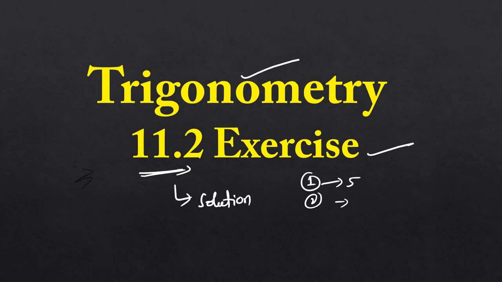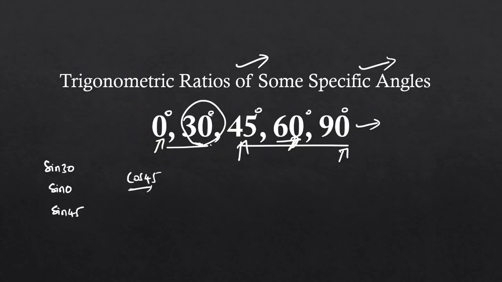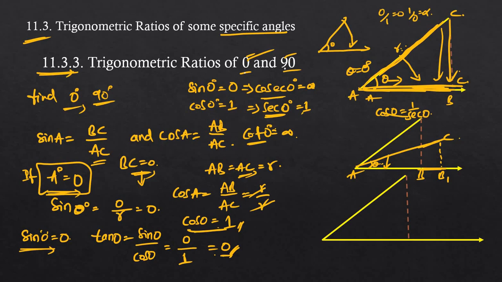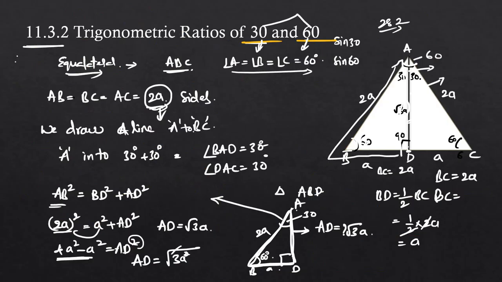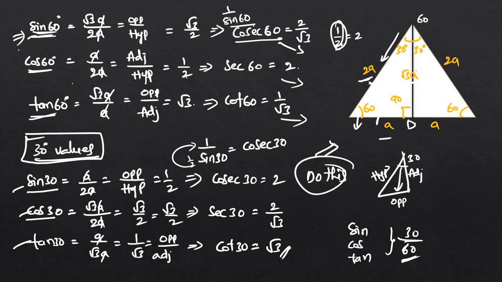In yesterday's class, I told you some important basic points of the trigonometric ratios of some specific angles: 0 degrees, 30 degrees, 45 degrees, 60 degrees and 90 degrees. I also explained how the values for 0 and 90 degrees come using triangles, and 30 and 60 degrees as well. Please go through that video. Check the values of sin 60, cos 60, tan 60, and after that cosec 60, sec 60, cot 60, and how they come.